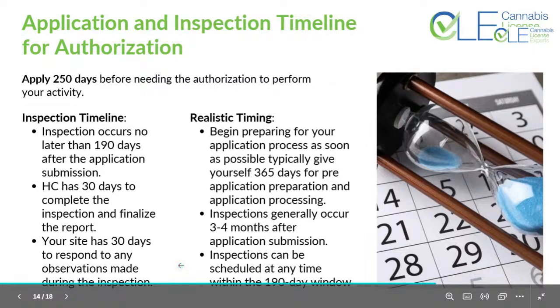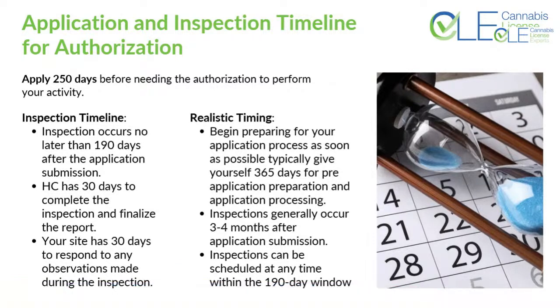So, application timeline. This is not a quick process, so make sure you got this planned out properly, and that you are not over-promising to any potential customers that you are looking at working with. So, inspection timeline. Inspection occurs no later than 190 days after you've submitted your application. Health Canada has 30 days from that notification to complete their on-site inspection and finalize the report that is presented to you and available online. And then your site will have 30 days to respond to any of those observations that were made during the inspection.